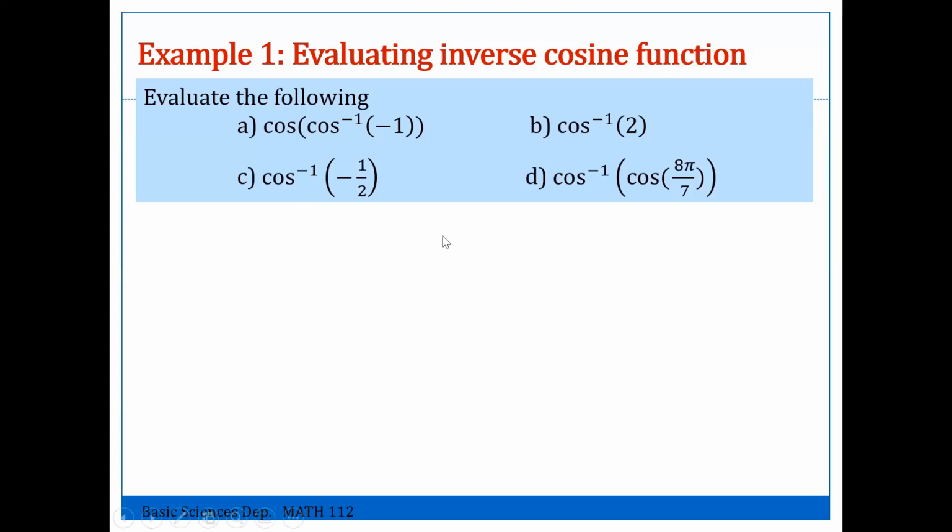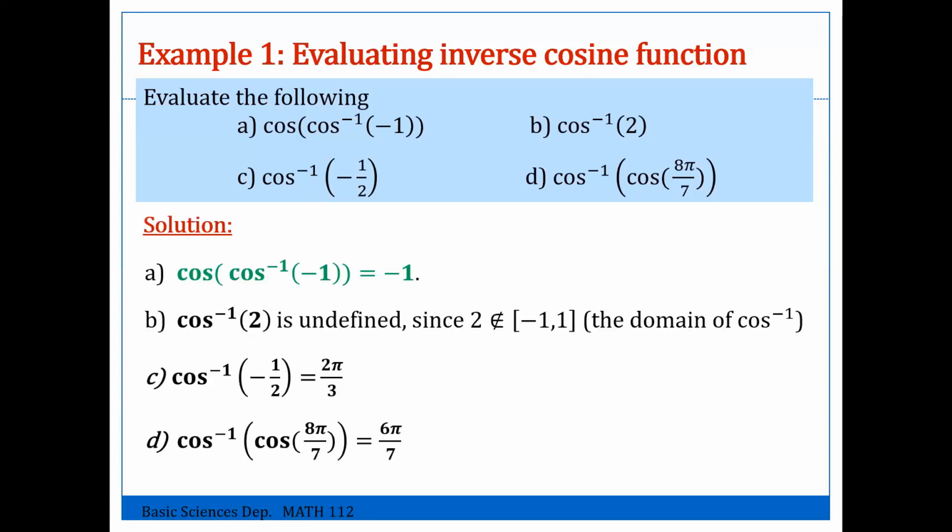Here we saw the a, b and c. If we compose cosine on cosine inverse, it is in the domain, so they cancel and give you -1. Cosine inverse of 2 is not defined because 2 is not in the domain of cosine inverse. Cosine inverse of -half is 120 degrees, which is 2 pi over 3. It's an angle in quadrant 2 here since the input is negative.